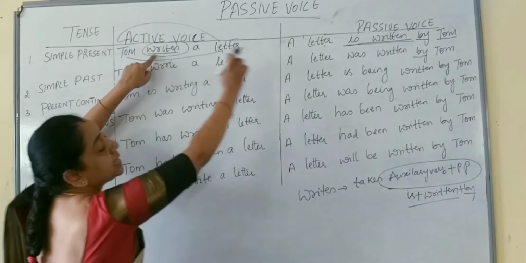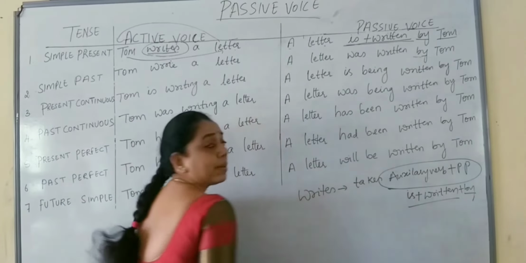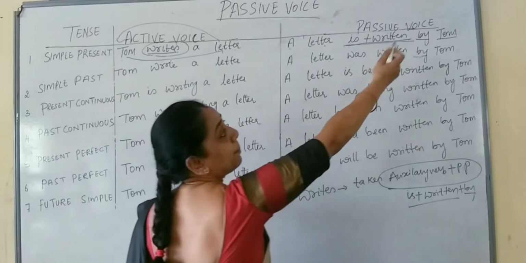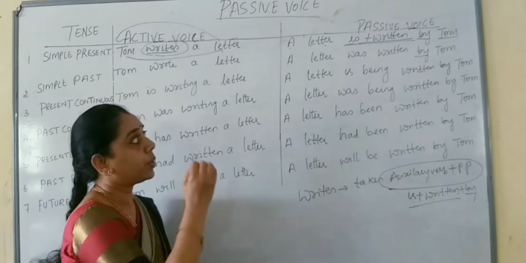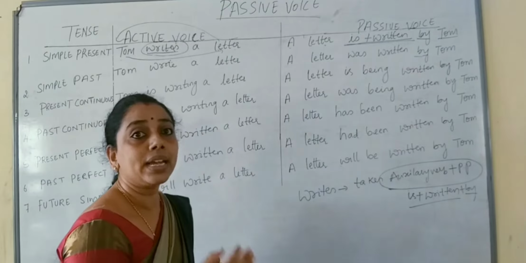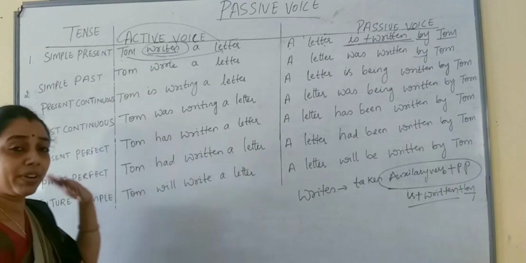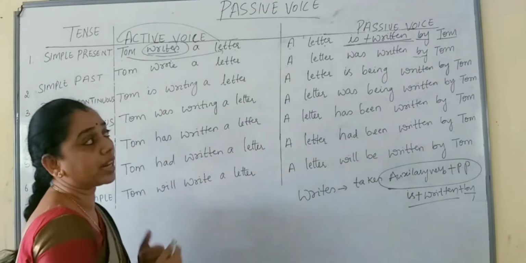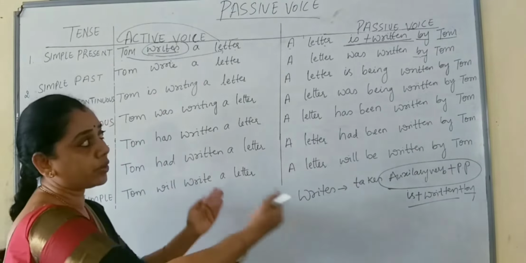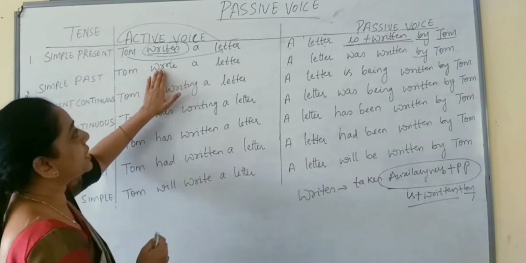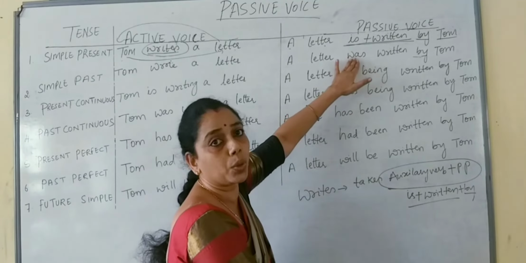Here it is writes. So I have written here is written. Auxiliary verb plus past participle plus by plus the doer of an action. So a letter is written by Tom. Next one, simple past tense. I won't say the same thing every time that I have told you now. You understand what I have told you and just go on with that. Okay, the main verb decides which auxiliary we have to take in the passive voice.